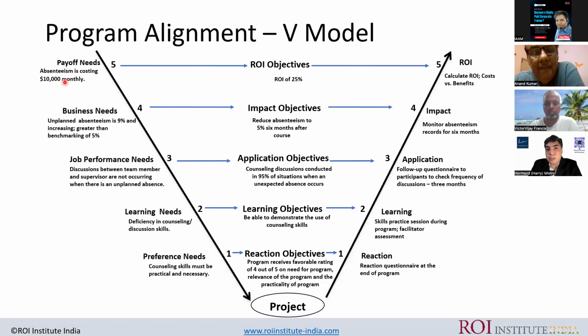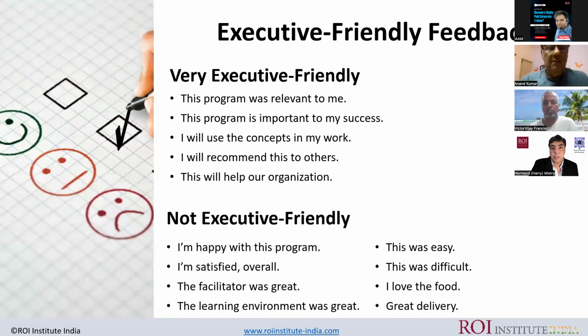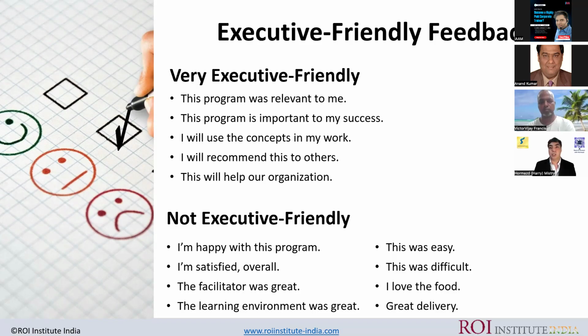Right. So that's how we achieve a business alignment with a program or a project. Okay? Now, if you look at these reaction level objectives, like I said, we are looking very specifically and measuring what's the need, relevance, and practicality of the program. If we are to create any kind of feedback for a program or a project, and we want to make that feedback executive friendly, what we need to start identifying is things that really matter to the executives. They want to know whether the program was relevant for them, whether it was important for the participants. They want to know whether the participants intend to use it. They want to know whether the participants feel the program will help the organization or not. These are the things that your executives want to know about the program.